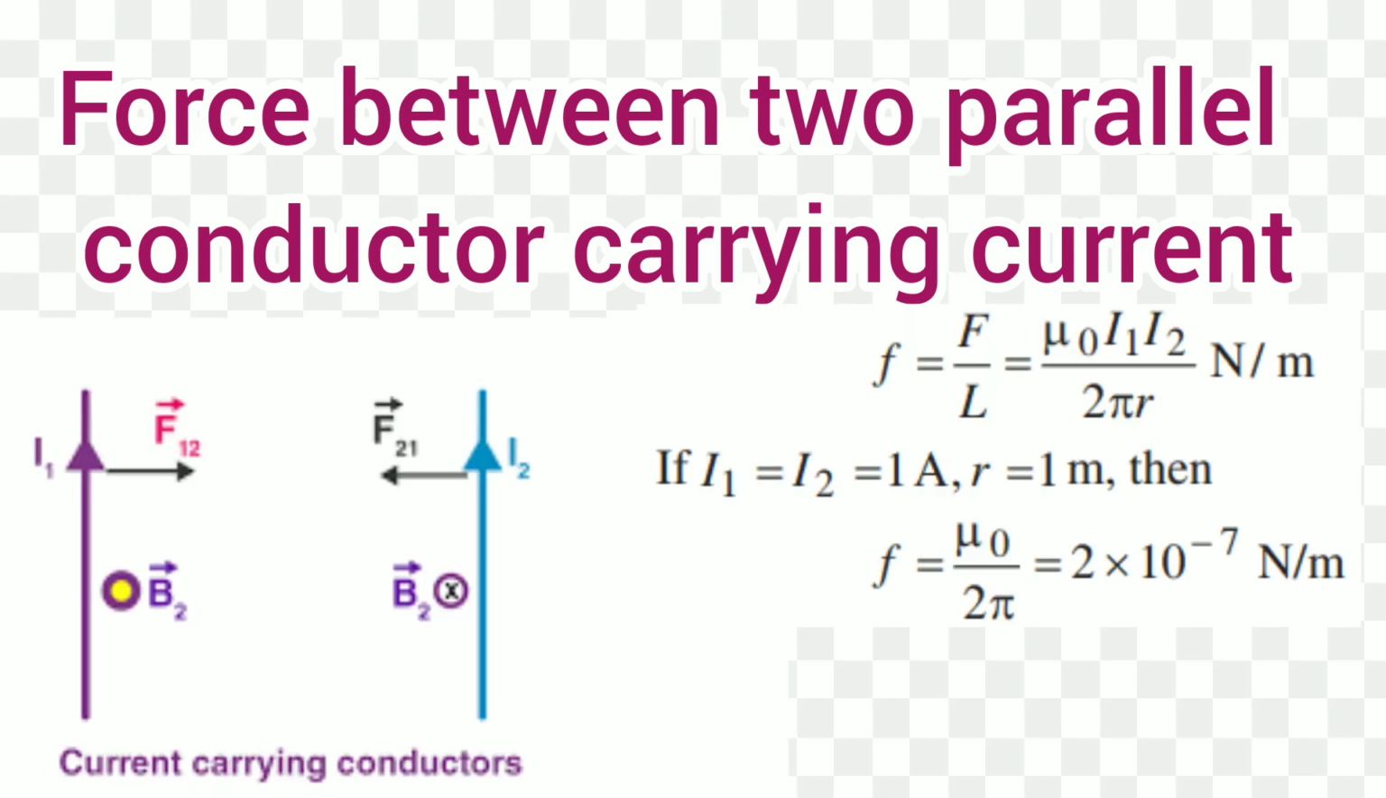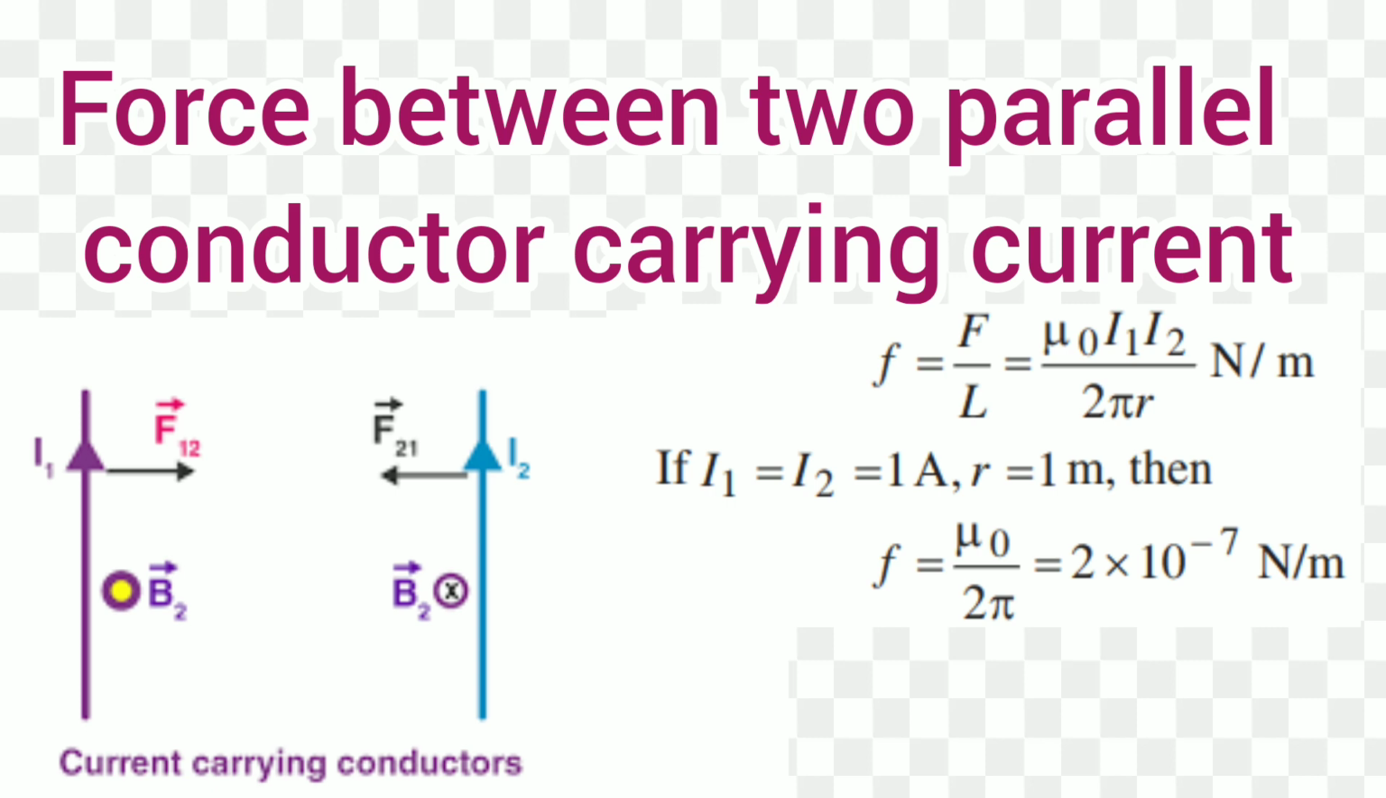As you can see, there are two conductors: conductor 1 through which the current I1 is flowing, and conductor 2 through which the current I2 is flowing. The current through each conductor applies a force on the other conductor and vice versa. These forces are equal in magnitude but opposite in direction.